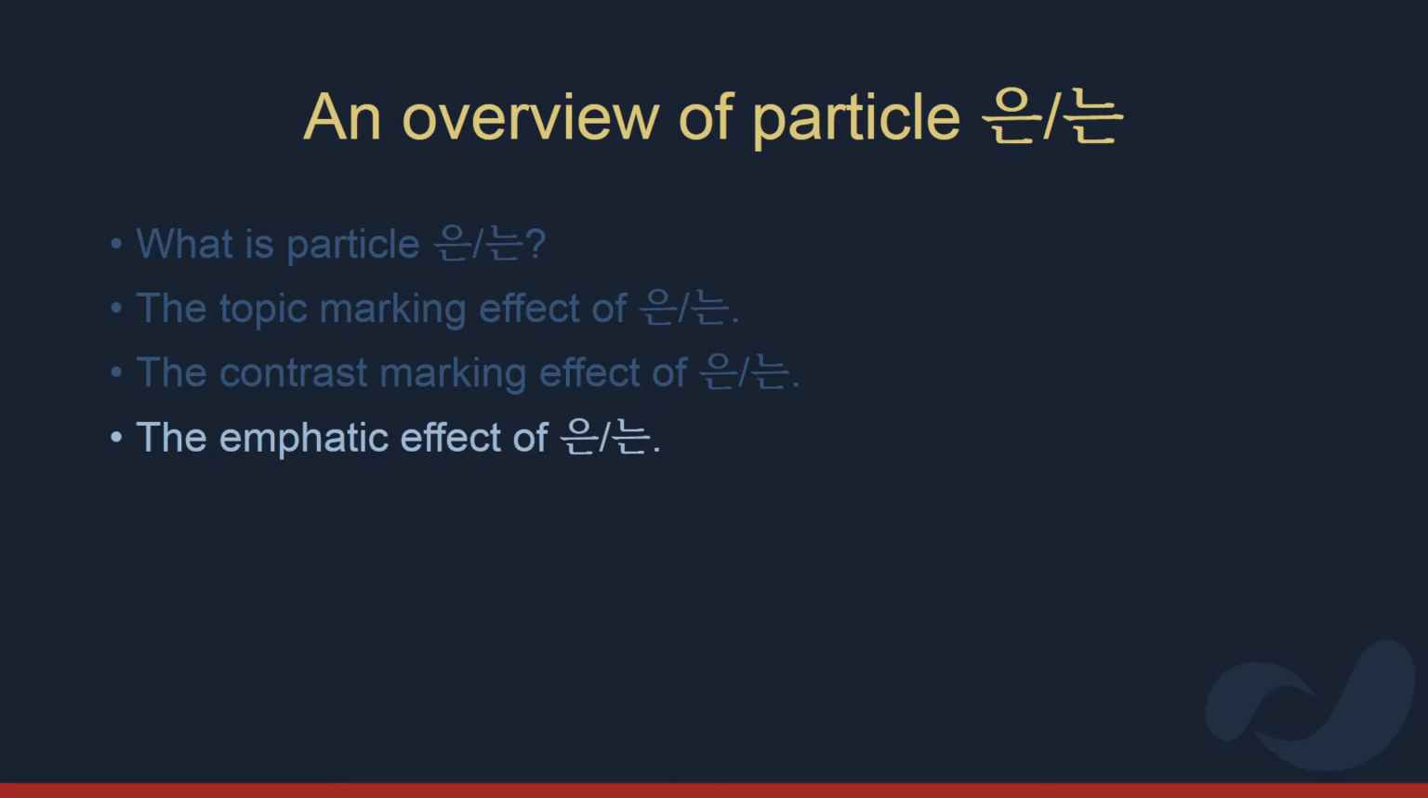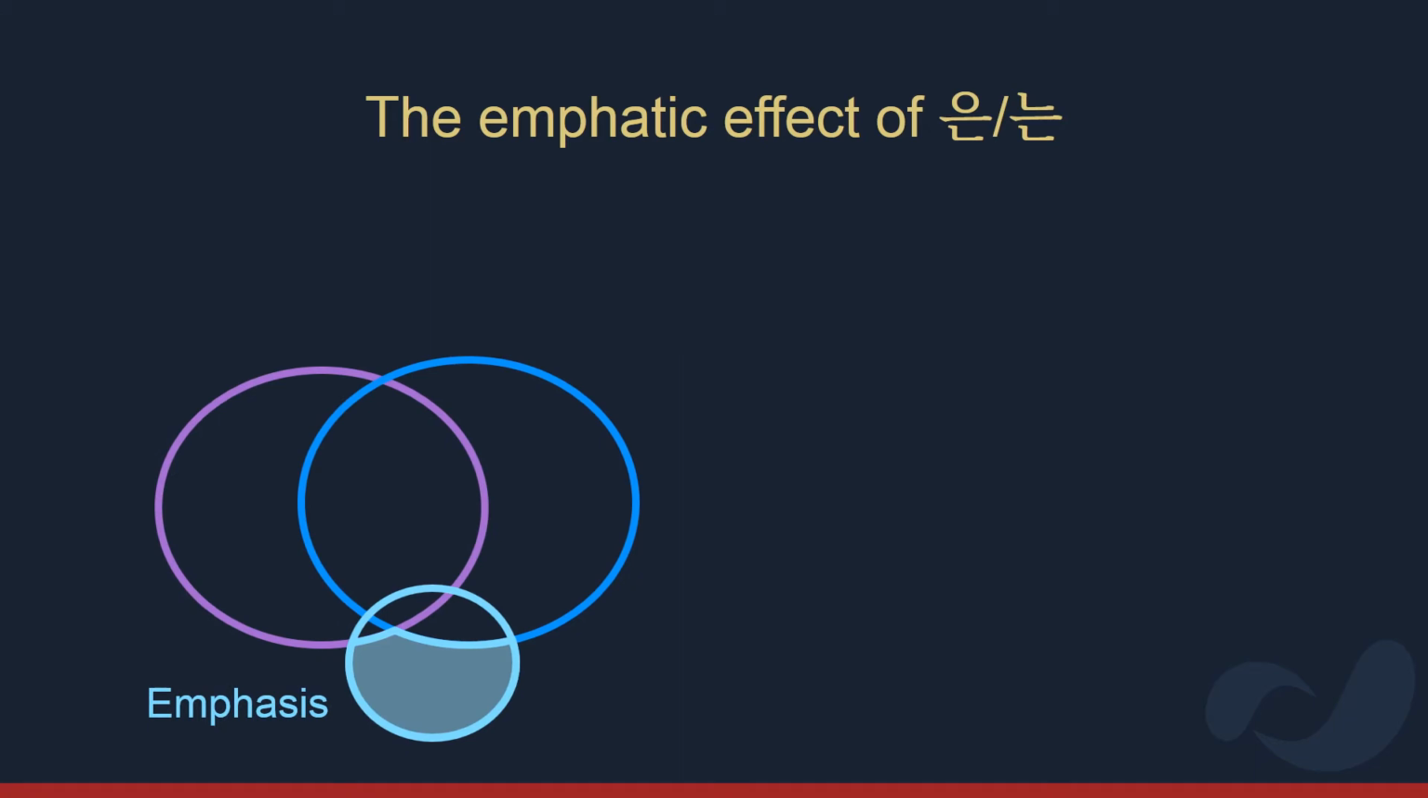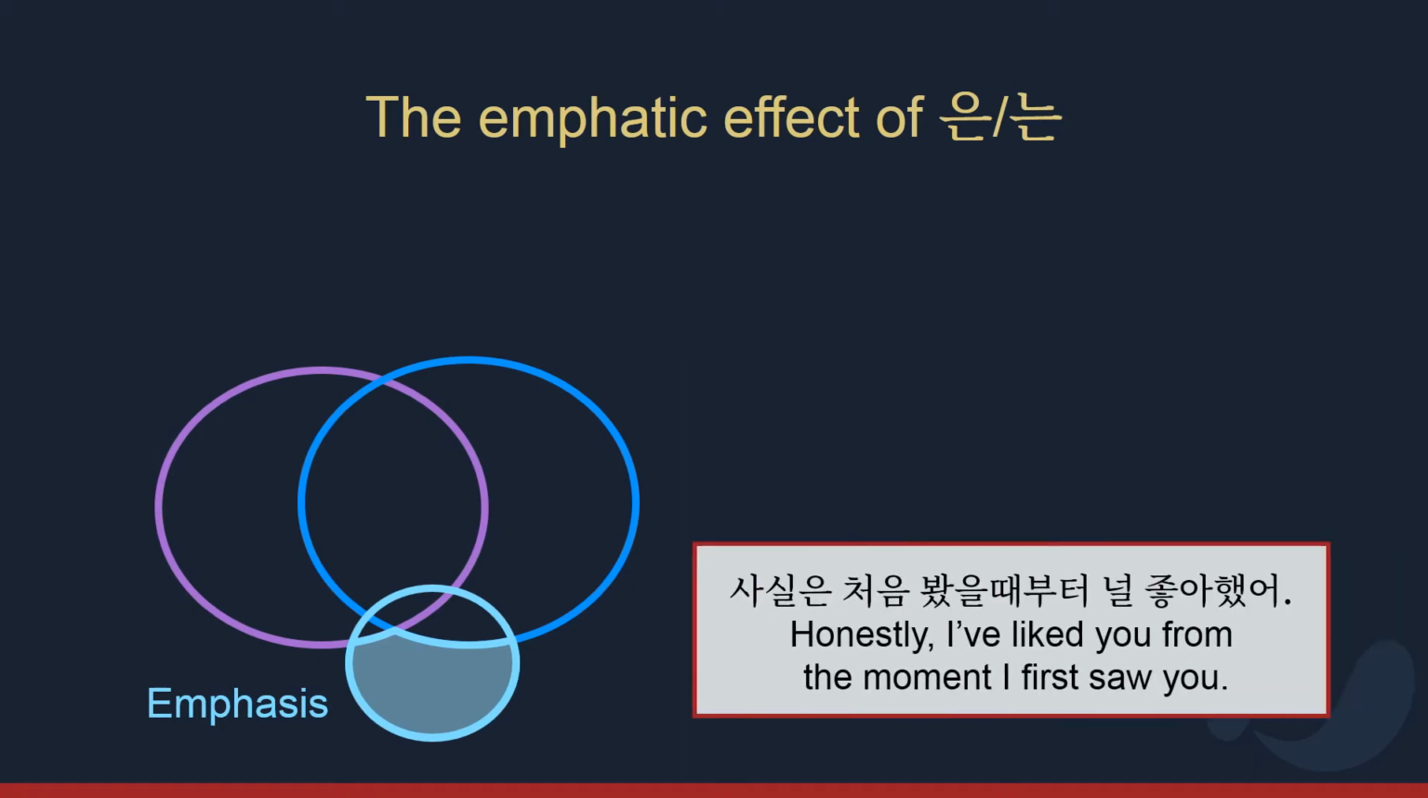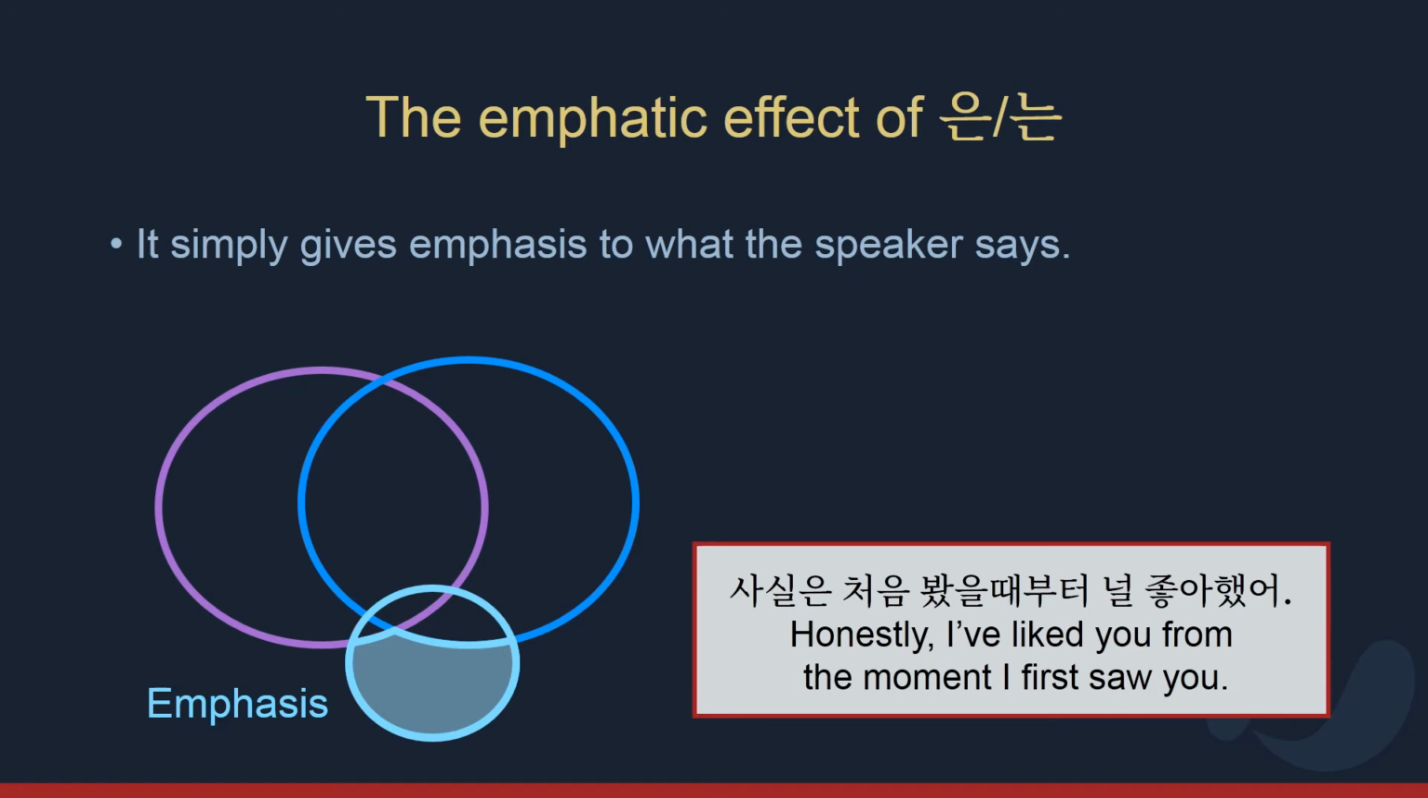Finally, we have the emphatic effect of nun. This particle can sometimes be used to simply give emphasis to what the speaker says, as in this example, 사실은 처음 봤을 때부터 널 좋아했어. Now, nun here isn't being used for topic marking. Honestly, or honesty, isn't what the rest of the sentence is about. Emphatic nun is the least common occurrence of nun, but it shows that nun isn't really a topic particle. Instead, nun is being used to emphasize what the speaker wants to say.